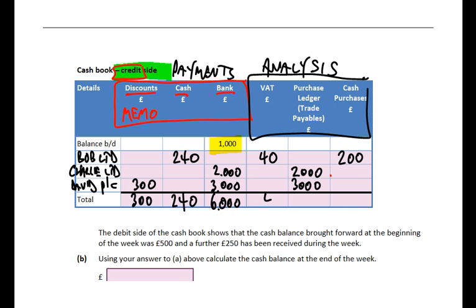We've then got the 40 in the VAT column, 5,000 in total, which are the cheque payments we made to our credit suppliers, and then the 200 net value of the cash purchases. So don't forget to add up the totals.